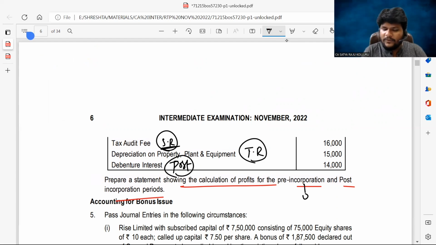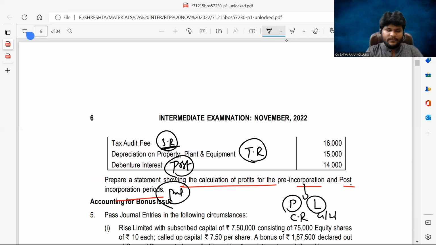If it is pre-incorporation period profit, then you can treat it as capital reserve. If it is a loss, you can treat it as goodwill. If it is post-incorporation period profit or loss, you can transfer it to the profit and loss account. That is the basic discussion we made here.